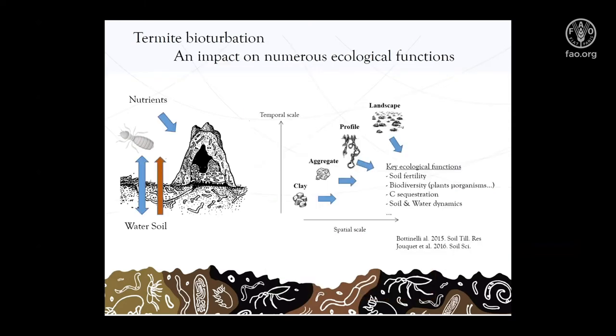So next slide. And what's really interesting is that these constructions have a huge impact on several key ecological functions. And these are at different spatial and temporal scales. So they can impact the mineralogy of clay, and impact the biological, physical, and chemical properties of soil aggregates. They can produce tunnels and chambers inside the soil and accumulate soil on the ground to produce sheetings and mounds. And these mounds, at the largest scale, shape the distribution of the nutrients at the landscape scale. And this at different scales, so they will impact key ecological functions associated to the dynamics of soil and water, the sequestration of carbon, the regulation of biodiversity from microbes to plants, and of course the soil fertility. Next slide, please.